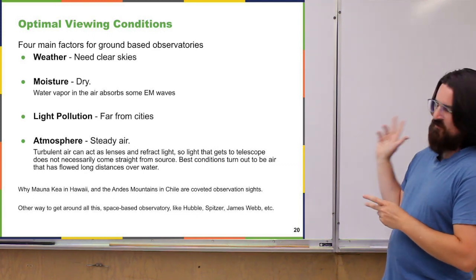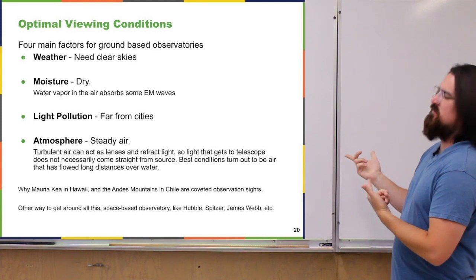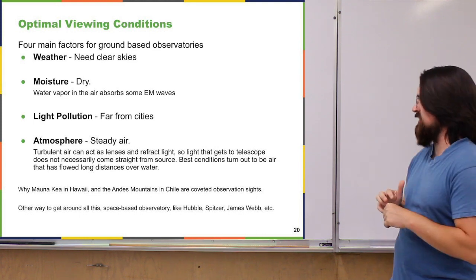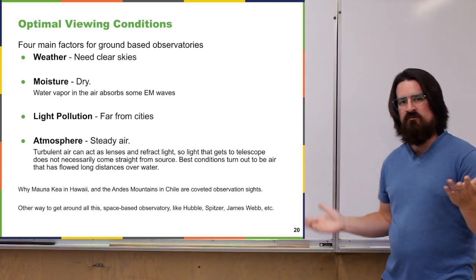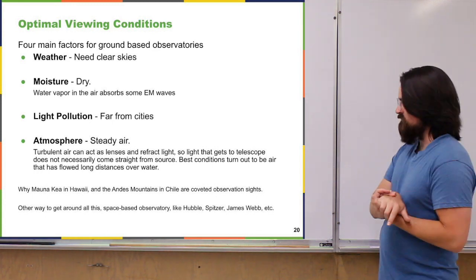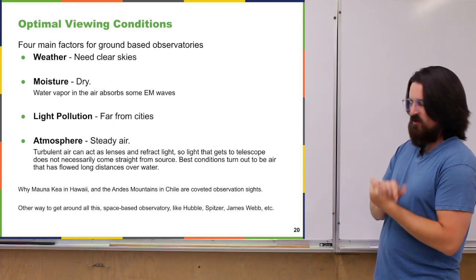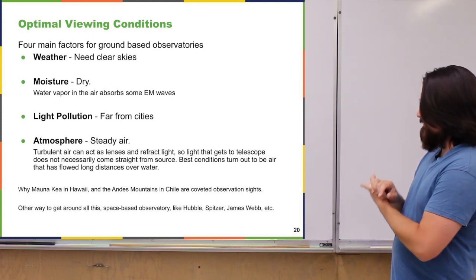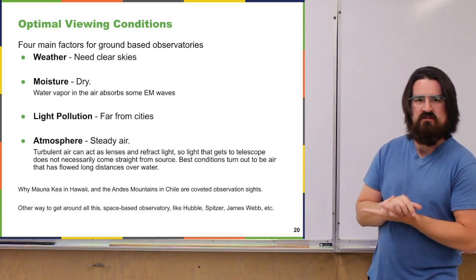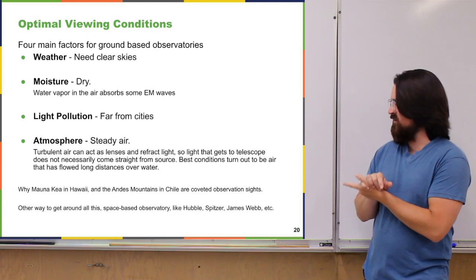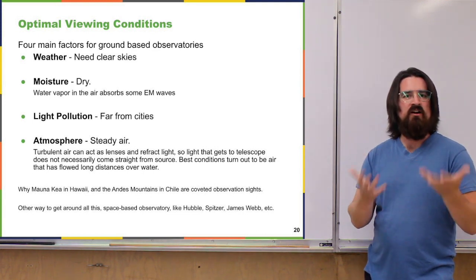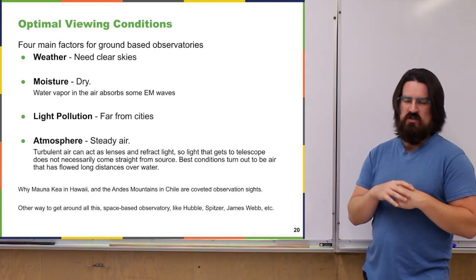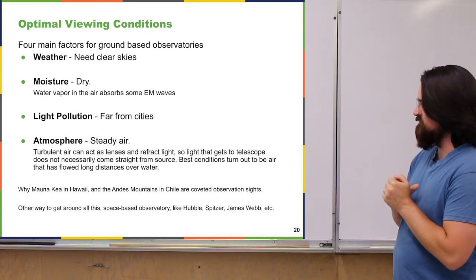So it turns out you really want very steady air, and that, I guess, comes from air that's flown very long distances over water. This is why places like Mauna Kea on the Big Island of Hawaii, and the Andes Mountains in Chile, which are along the coast of Chile, right? Why these are very good places to do astronomy, or to have a telescope.